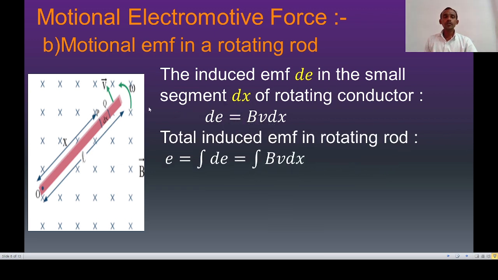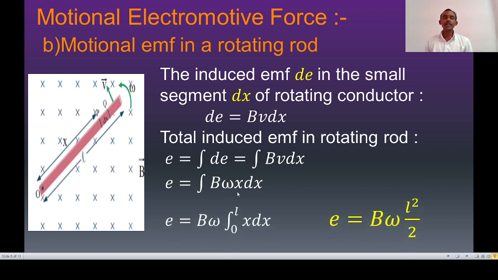Now for the total induced EMF we can integrate this, therefore we can write E is equal to the integration of de, that is equal to the integration of the above equation, that is the integration of B V dx. Here x is the varying quantity. Here V, the linear velocity, is related to the angular velocity by omega x. Therefore E is equal to the integration of B omega x dx.